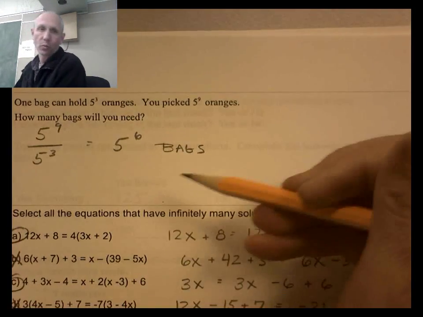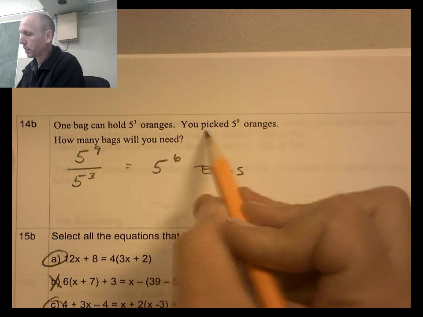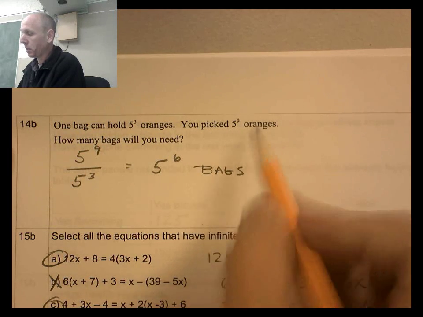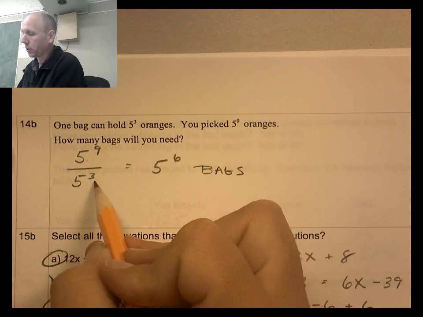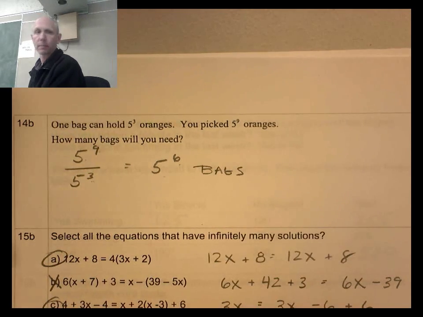Now here we go. Let's just ramp it up into exponents. One bag can hold 5 to the 3rd oranges. You picked 5 to the 9th oranges. How many bags will you need? 5 to the 9th over 5 to the 3rd. 9 minus 3 is 6, so 5 to the 6th bags.